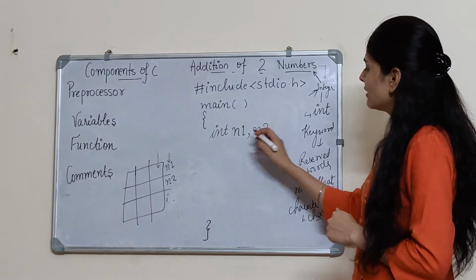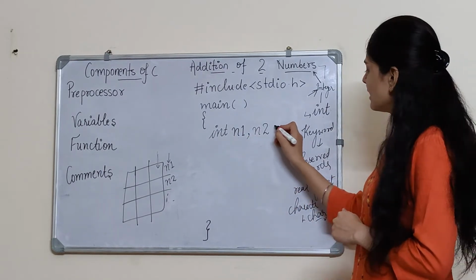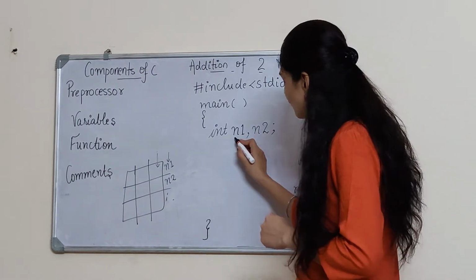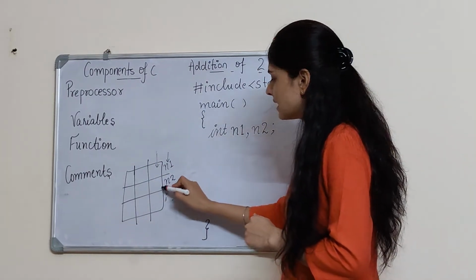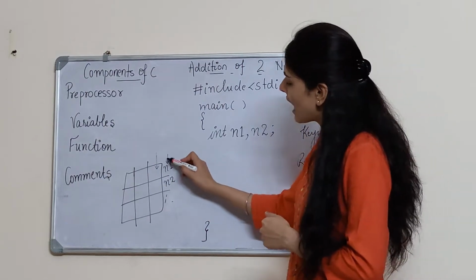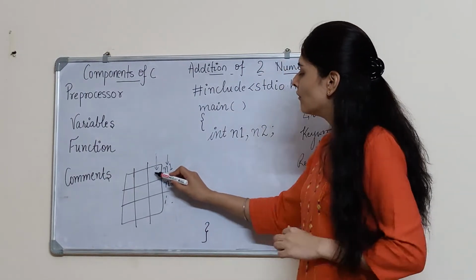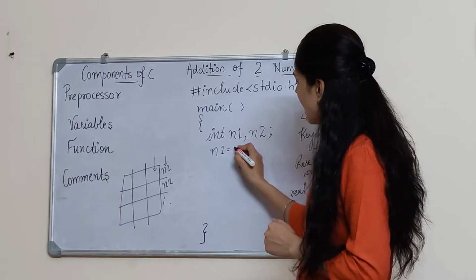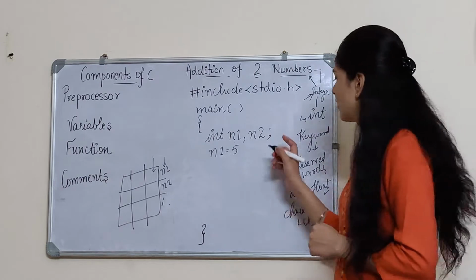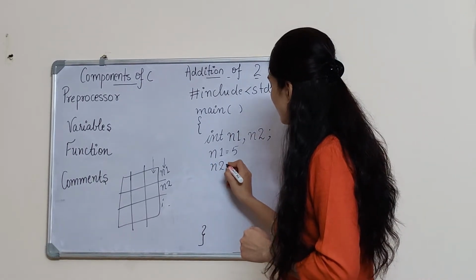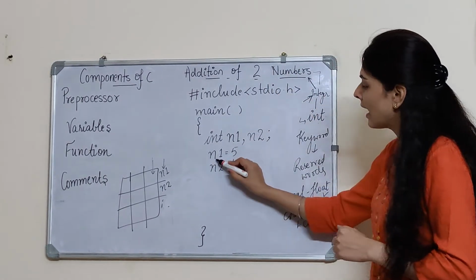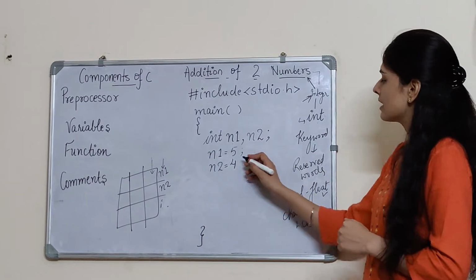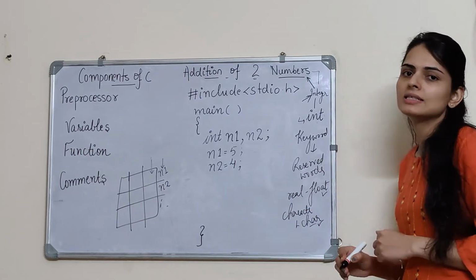Further, we have seen that each statement within C is terminated with a semicolon, right? Now we have named these memory cells. What else do we have to do? We have to provide a value within these memory cells. So for n1, suppose I provide the value 5, and for n2 I provide the value 4. Again, after providing the value, this statement terminates, and the same goes for this statement.